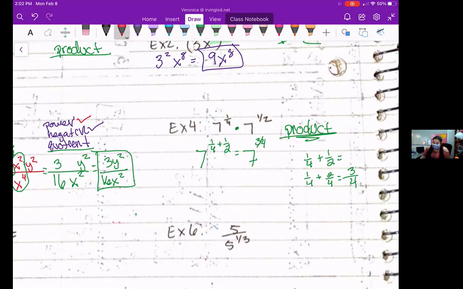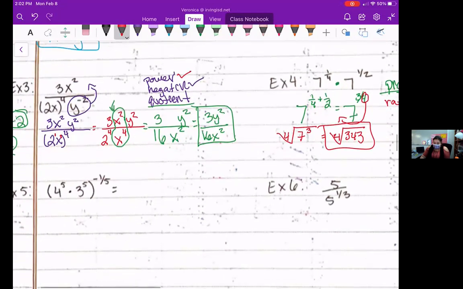Well, now we see rational. So the bottom goes out, so we would have the 4th root of 7 to the power of 3. 7 to the power of 3, I don't know what that is. 7 is a prime number, so 7 times 7 is 49. 49 times 7, I don't know what that is. 343. So this would be the 4th root of 343. Okay.